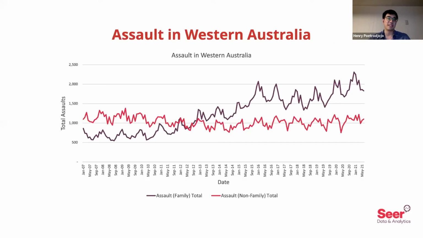Now, for a more relevant example, this is the number of assaults in Western Australia. And we've split it up by family and non-family related assault. So you can see here that the vague trend is that over time, non-family assault in red has remained fairly steady, but the family assault in purple has been on the uptrend, crossing over sometime in 2012. But there is a small subtlety here that isn't immediately obvious without pointing it out.